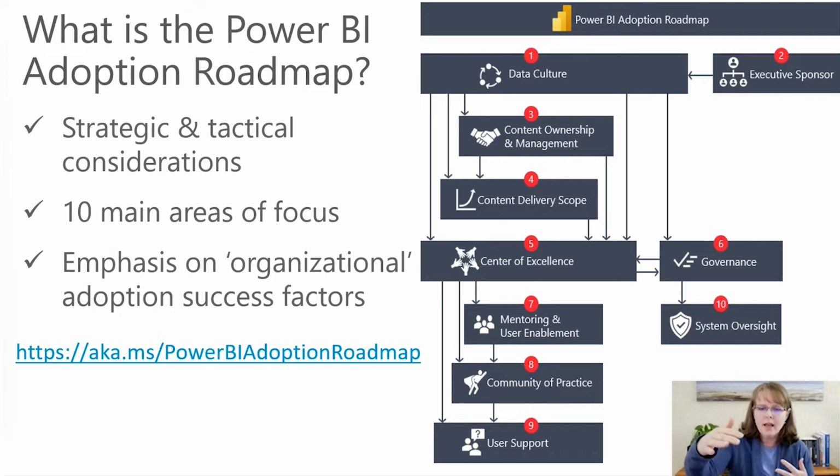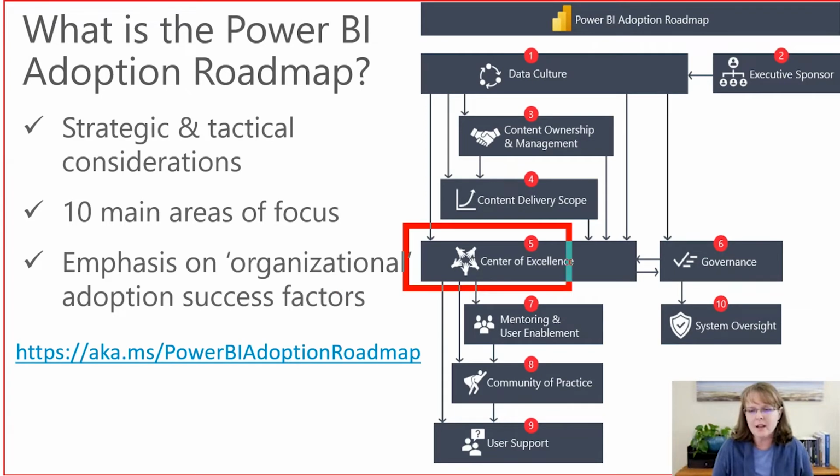As it's shown here on the right, we oriented it in 10 main areas, and the sequencing is definitely not a perfect thing. But the idea is you understand your data culture first, and you have executive support, and you understand how your content's owned and managed and delivered. We're going to talk a little bit more about that in tonight's session as well, before you start implementing things like a center of excellence and your governance initiatives.